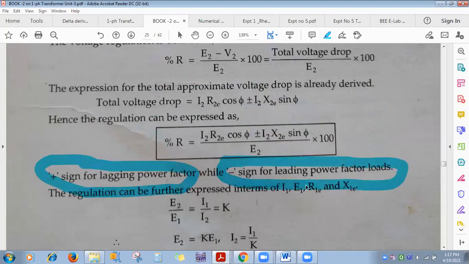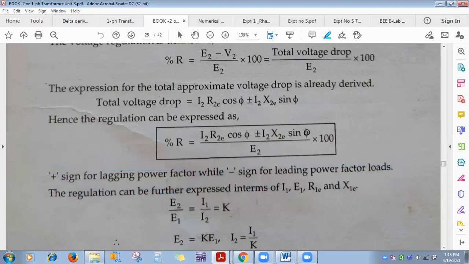Whenever in the numerical it is given to you that the load is having a lagging power factor, they mention calculate voltage regulation for so and so load with lagging power factor, then use the plus sign here. If they mention calculate voltage regulation for leading power factor with so and so power factor, then use the negative sign here. Now, why positive for lagging? Why negative for leading? I think some of you may have got it, because phi is what?